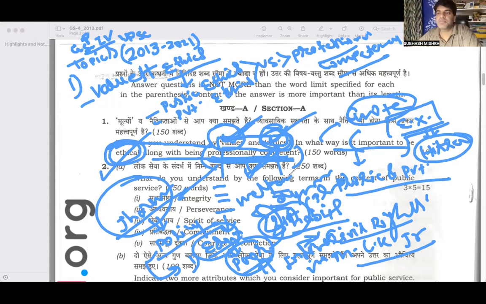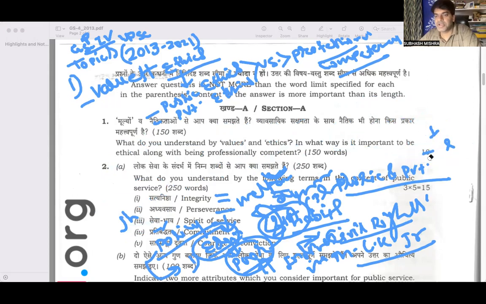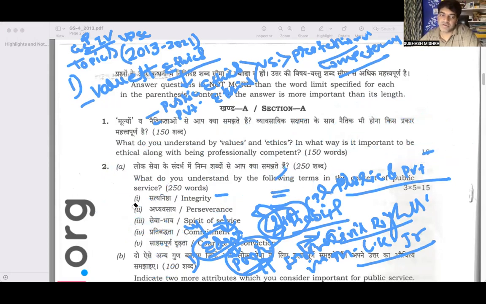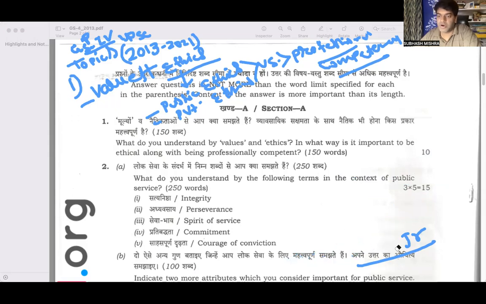So professional competence relates to what? Competency. Are you competent enough to deliver professionally? You must have that. Okay, so what do we talk about here? We talked about the DOPT guidelines, the 20 commandments, and there lies the answer also. If you know that, what is there? Ethos, ethics, efficiency, and effectiveness.